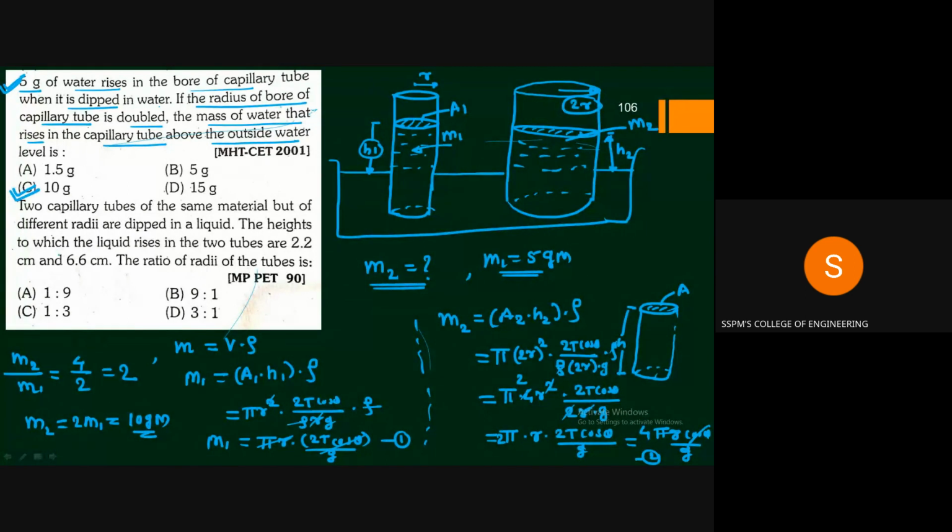Okay, so to solve this problem, the basic equations that you should know: it is about the height h. This is 2T cos theta upon rho rg. The second equation you should know is about the volume inside the glass tube. So volume is the cross section area A into the height of the liquid, that is h. And the next formula is about the density. This is mass upon volume. So mass is equal to density times volume. Okay, so you can take this screenshot.